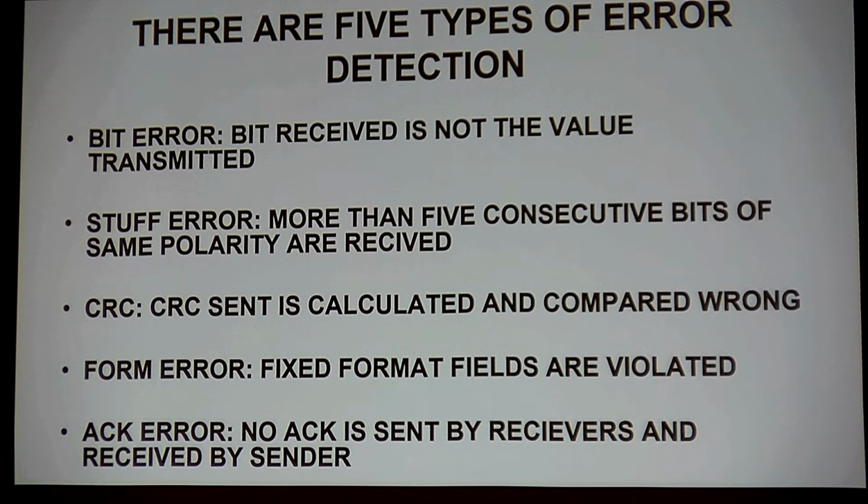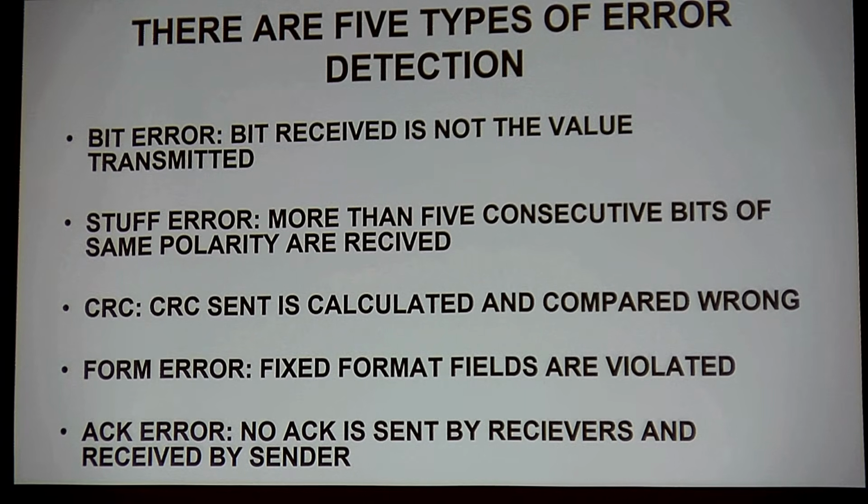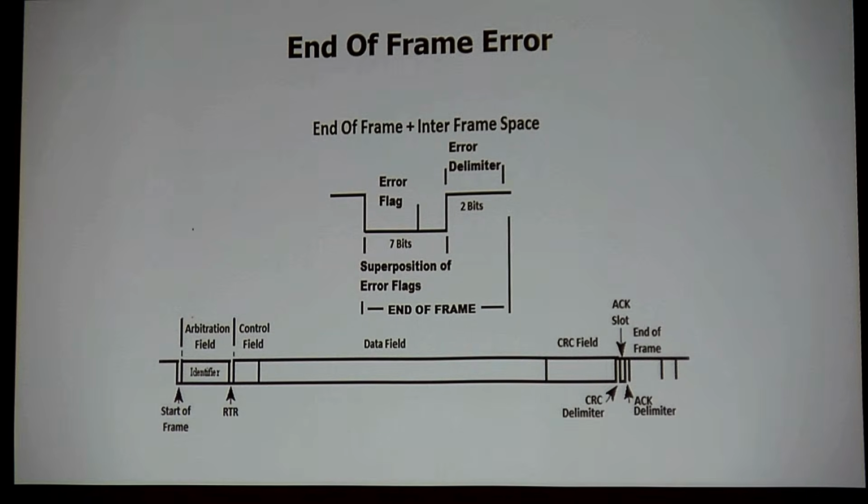We have a cyclic redundancy. Again, that's going to check it. Form error. A form error is from the CRC delimiter or the acknowledgement. So if either one of those bits is bad, it's a form error. So basically, these are the ways we're looking at it. Now we're going to go to the end of the frame. We've determined that the CRC didn't come up right. I've got bits that are incorrect.